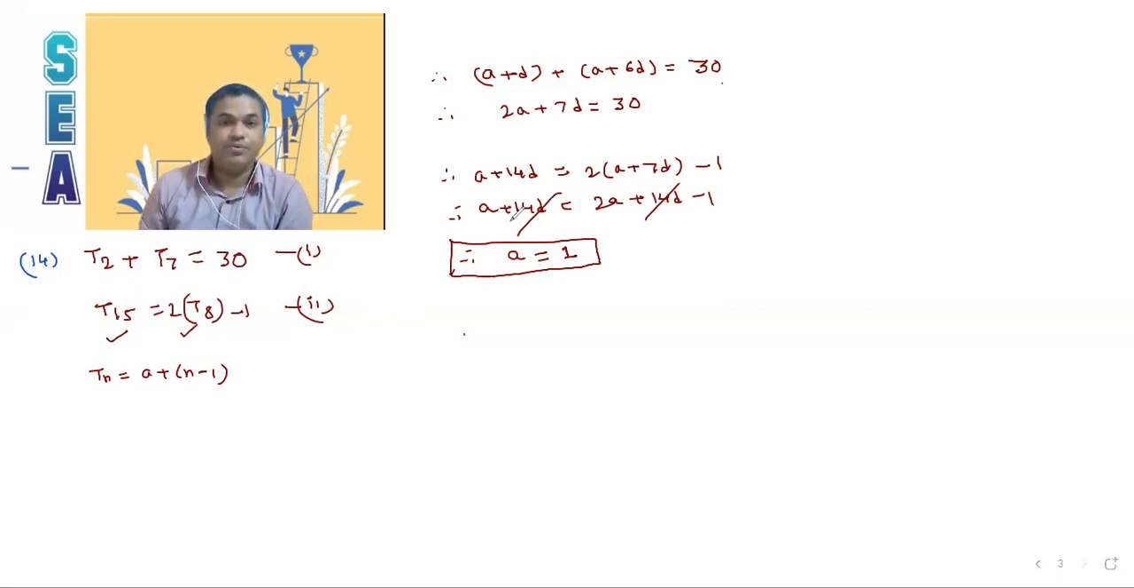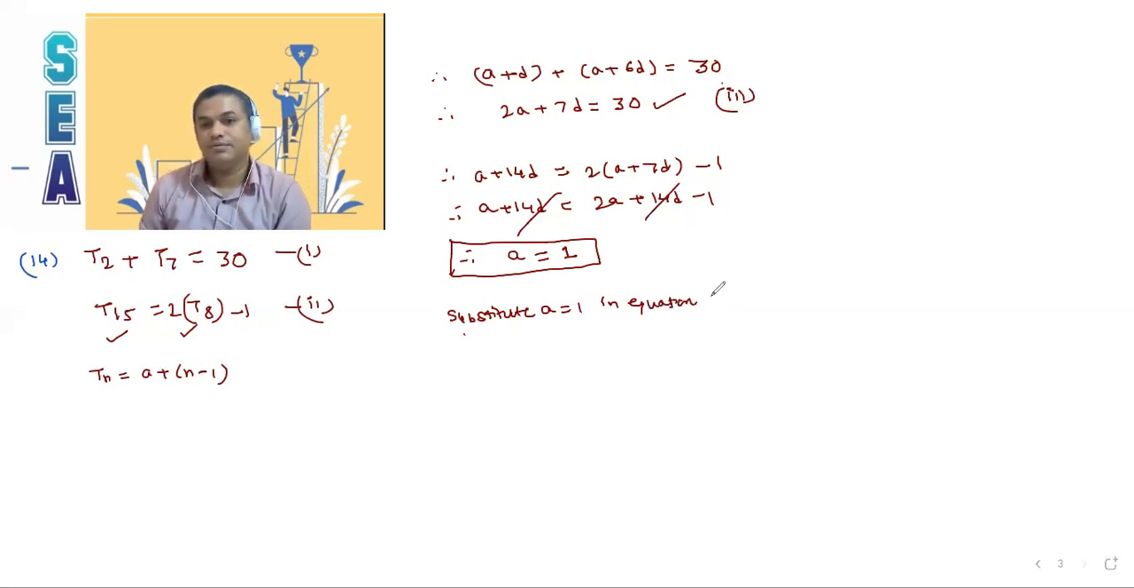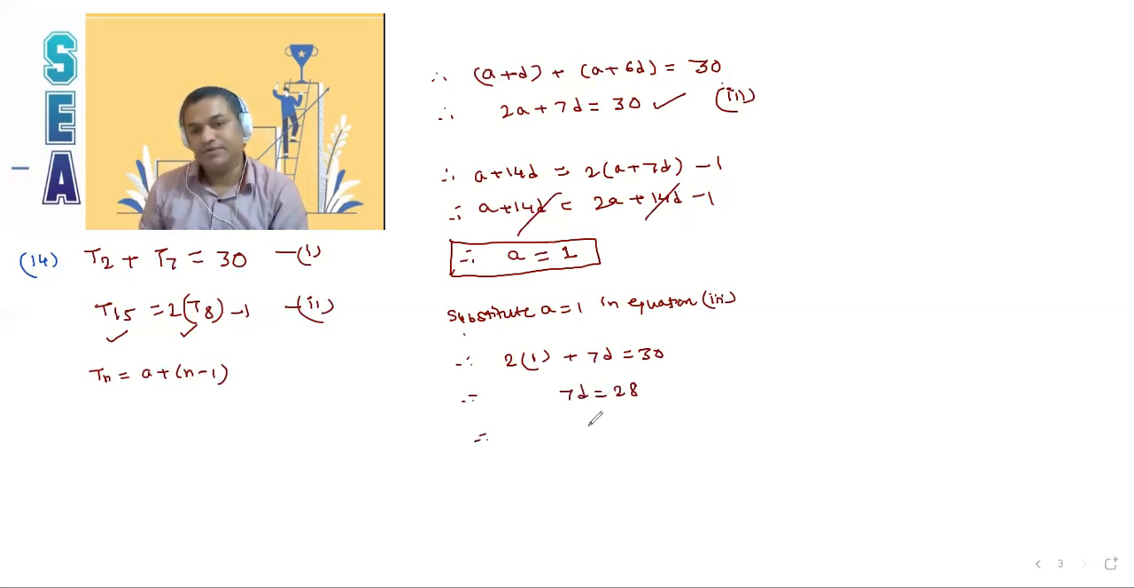So if a is equal to 1, we will substitute that in this equation. Say this was our equation number 3. Substitute a is equal to 1 in equation 3. So therefore 2 into a, so here we will say a as 1, plus 7d is equal to 30. Therefore 7d is equal to 28. Therefore d is equal to 4.